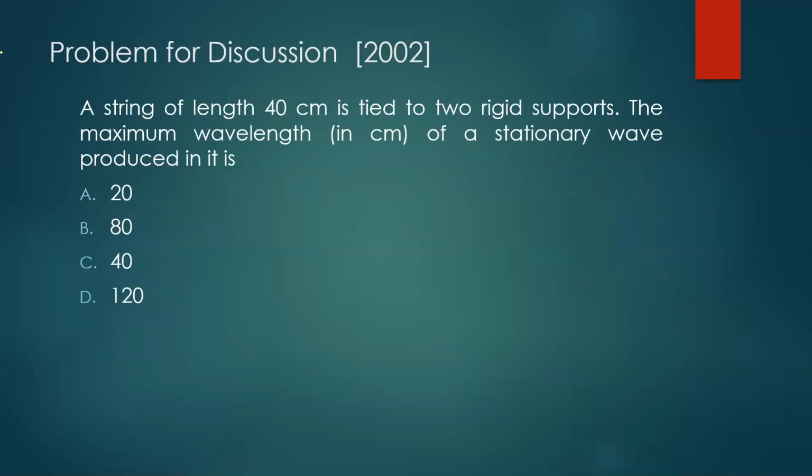Okay, so answer this question. You said 80, right? So a string of length 40 centimeters is fixed between two rigid supports. The maximum wavelength. Okay, so for maximum wavelength, we're looking at the ends to be nodes, and then you have only one antinode in between. So lambda by 2 should be 40 centimeters. So lambda is 80 centimeters. Very nice.